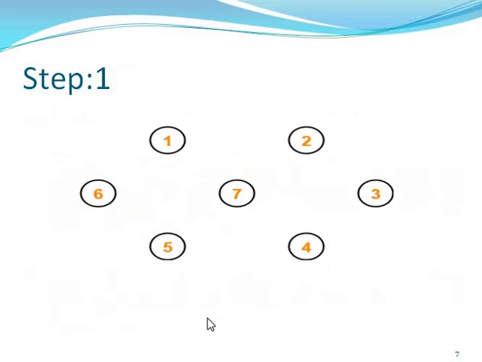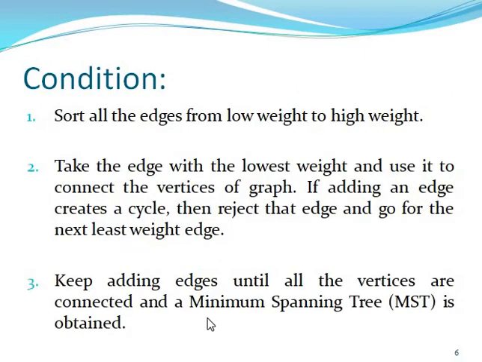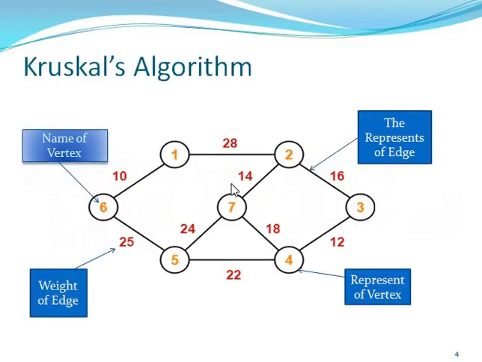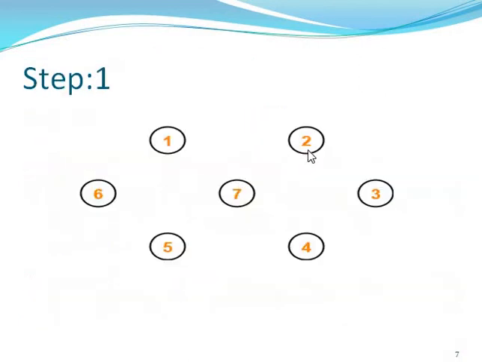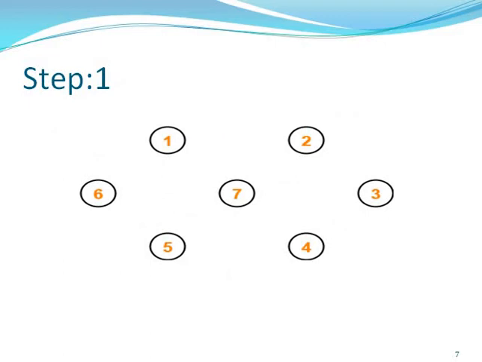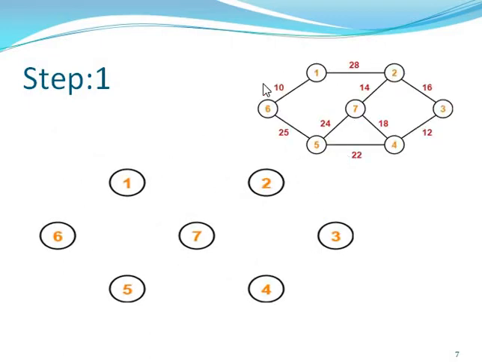We can show that. So step number 1: draw all the vertices on the paper. This is 7; we draw the 7 vertices to represent the vertices. Now step number 1, you have drawn the vertices. This is one Kruskal's algorithm example you have connected, and then you can find the final answer.